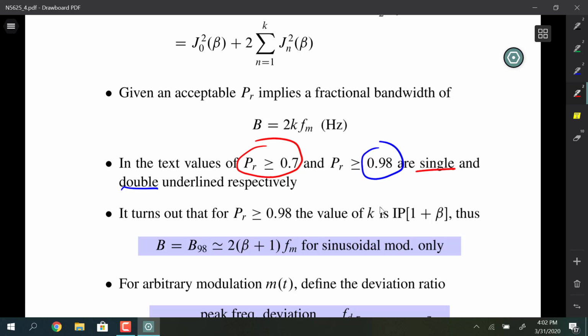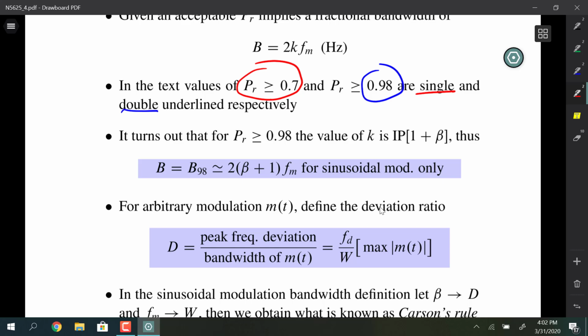So our fractional bandwidth is some measure 2 times k times f_m hertz. So we're counting sidebands above and below the carrier, k of them, and then we multiply by 2, and that gives us our occupied bandwidth. And like I said, it turns out that for the case of 98%, insisting that the contained power be greater than or equal to 0.98, that is the integer part, so that's what this stands for, IP.